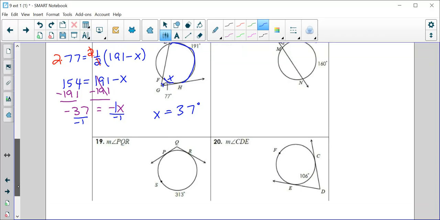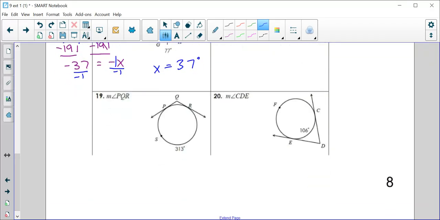All right, let's take a look at 19. This one, when you take a first glance at it, it seems like you don't have enough information, but we actually do. Because they're giving us the big arc, but notice that this one's 2 tangents. So the small arc is just the leftover of the circle.